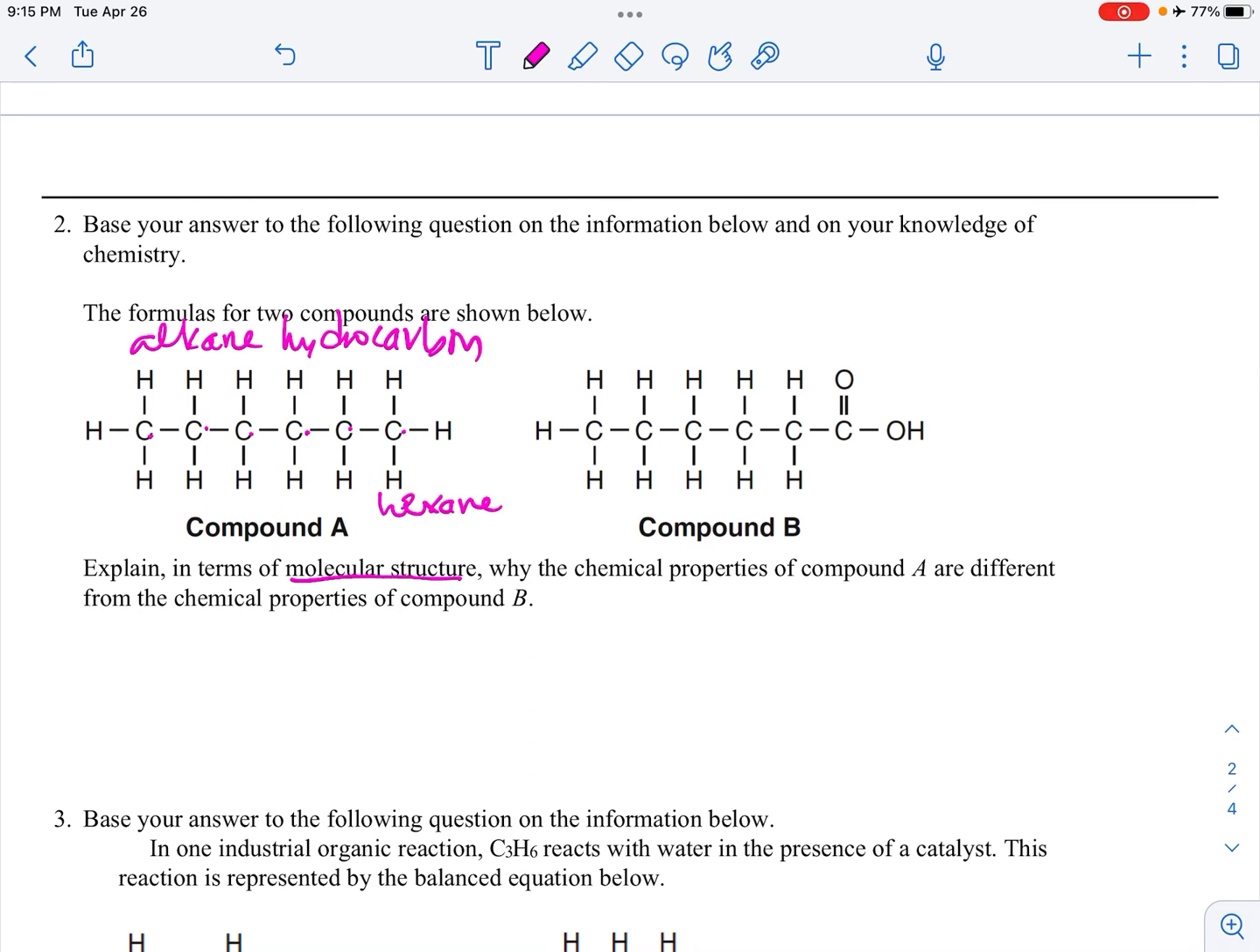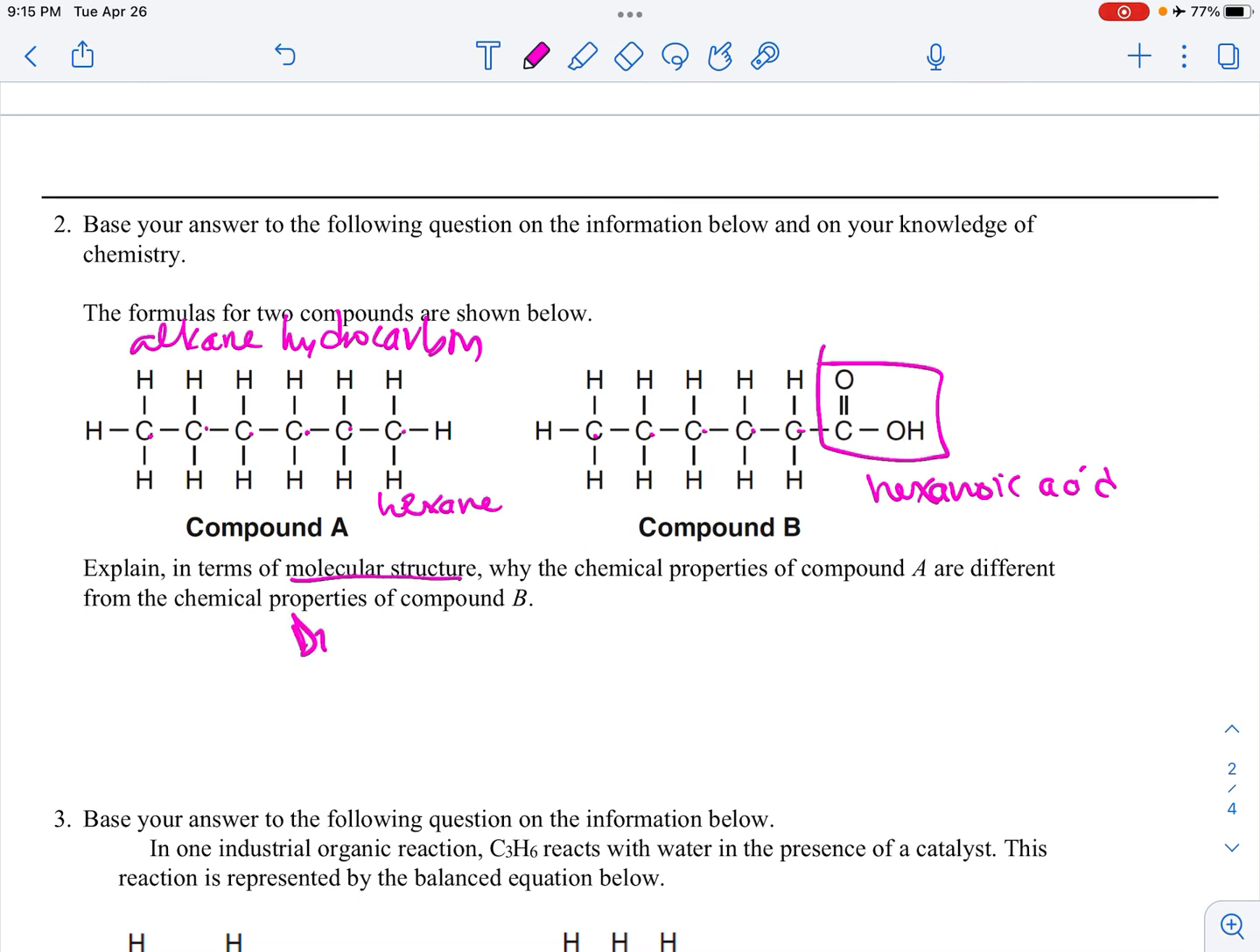Over here, we have 1, 2, 3, 4, 5, 6. So it's still a hex. However, this is a functional group. This is a functional group of an organic acid, and that's on table R. So this is hexanoic acid. Okay. So in terms of the structure, why are they different in chemical properties?